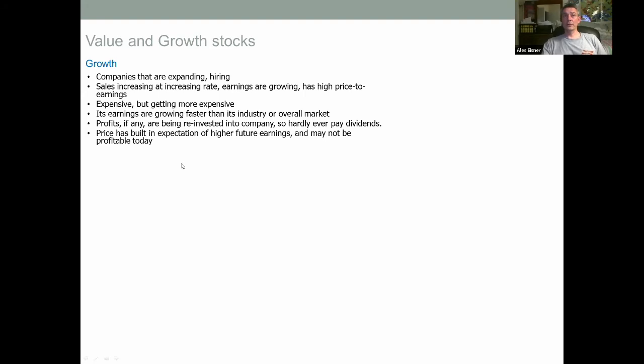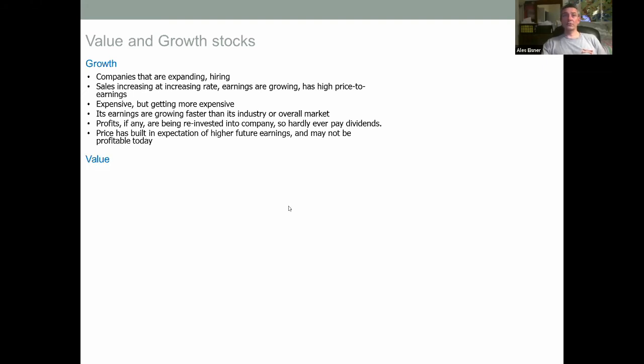And I said this before, price has a built-in expectation of higher future earnings, and it may not be profitable today. In fact, a lot of startups aren't. They're just sort of living off their capital, and they're bleeding cash. So their investors put money in, and they're not really expecting any return for 5 years while the company gets up and running. Obviously, that's also when the company's vulnerable.